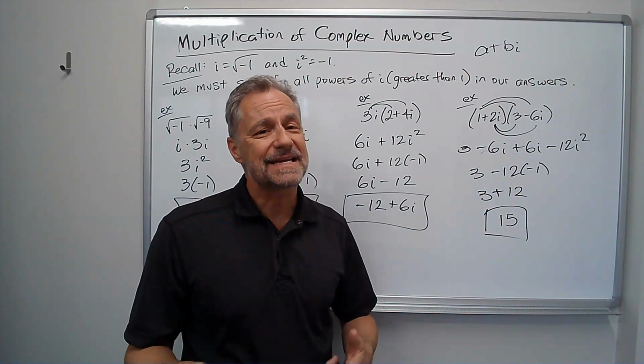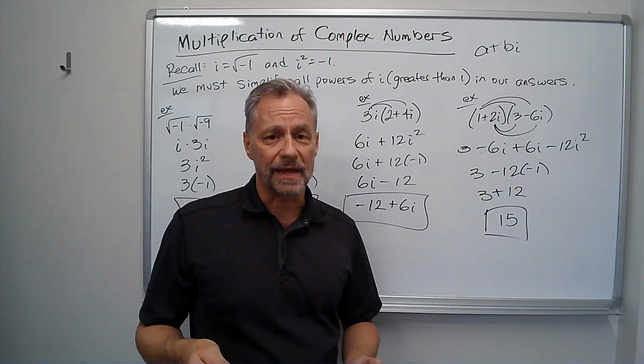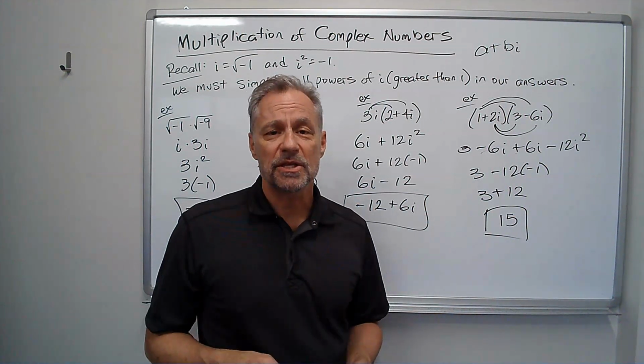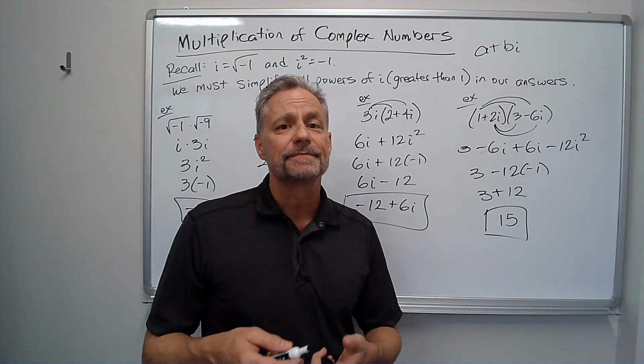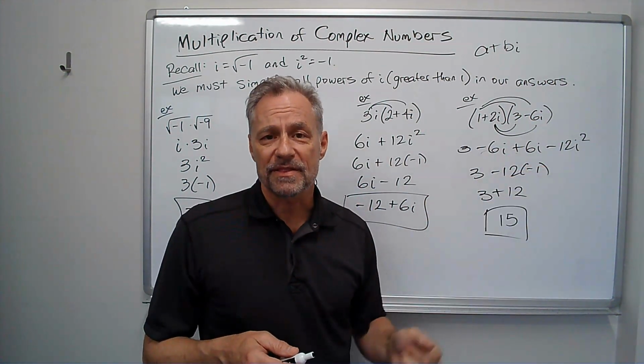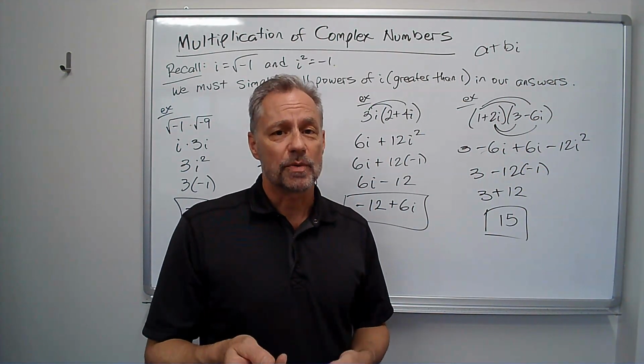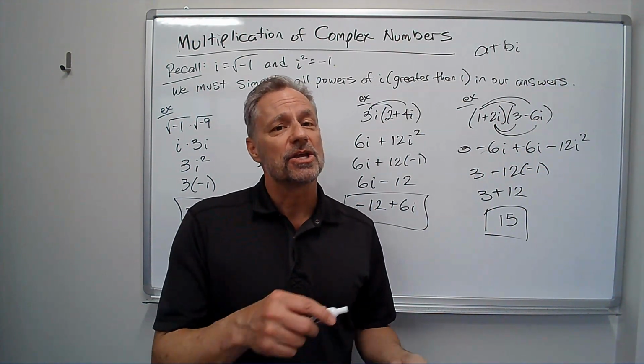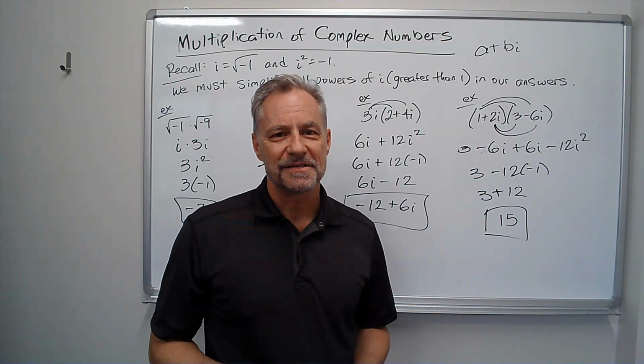But that's the idea. It's not a very difficult thing. Use the properties we typically use with algebra, distributive property, FOILing things out, those type of things. But just remember, anytime you have an i squared, you need to change it to -1 to simplify your answer.